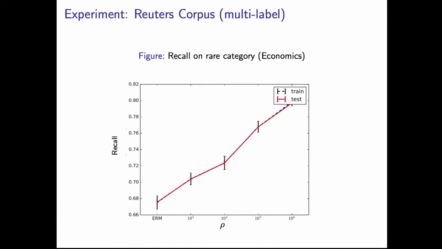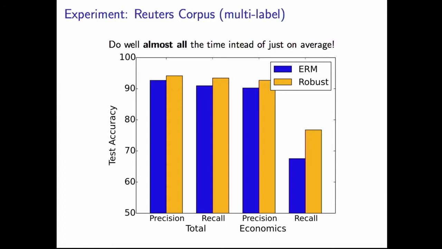Now, on the rare category, you can see that you start at something like 68% recall. So you're significantly worse off on this rare category compared to the common category. And as you try to be more robust, you can see this significant improvement on your performance on this rare label. So you get from something like 68% to 80%. So overall, you can see that you get this significant performance improvement on the rare category. So we really are doing well almost all the time instead of just on average. So in the paper, we have a bunch of other experiments which sort of illustrate this point in more detail.